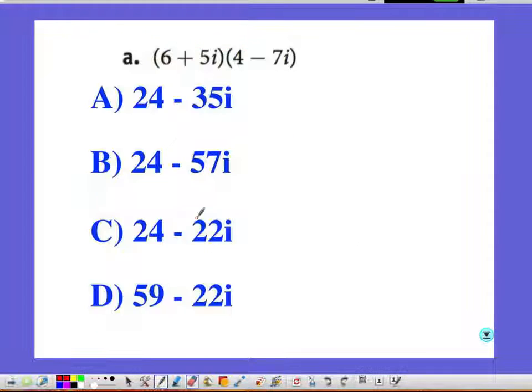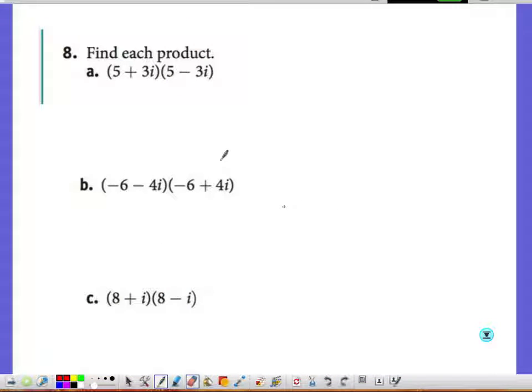Okay, let's do some more examples. Let's do these right here. Okay, so let's take a look at this. Here, again, we want to distribute, so we're going to take the 5. 5 times 5 is 25. 5 times negative 3i, that's going to be negative 15i. Now we're going to distribute the 3i. 3i times 5 is positive 15i. 3i times negative 3i, well, that's going to be negative 9i squared.